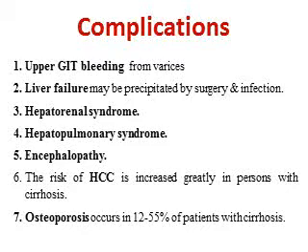Hepatorenal syndrome, which means renal impairment in a patient with liver cell failure. This is a very bad prognosis for the patients. Hepatopulmonary syndrome, which means pulmonary manifestations like cyanosis in cases of liver cell failure due to opening of the portosystemic shunts in the lung. Encephalopathy, which was discussed before, and increased risk of hepatocellular carcinoma. Also, many patients may be complicated by osteoporosis.